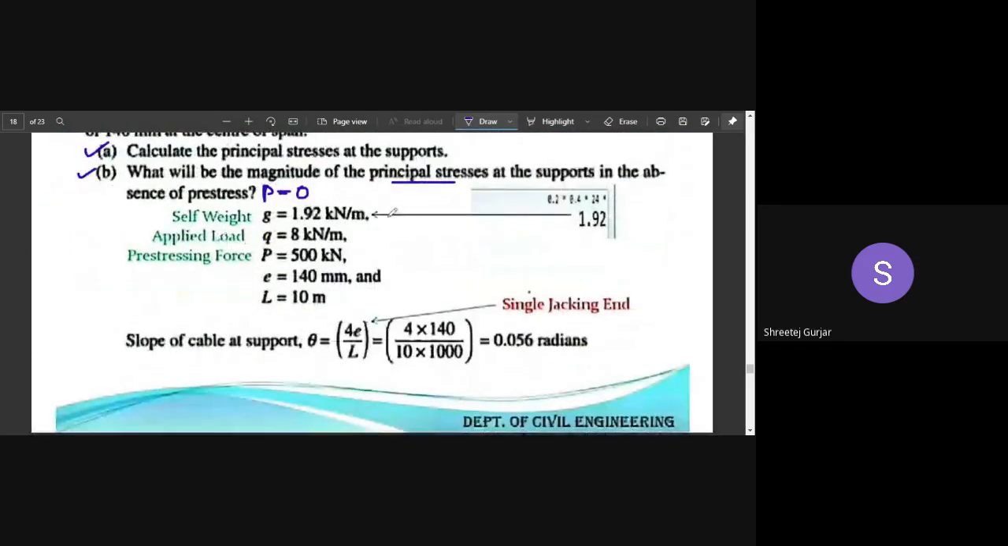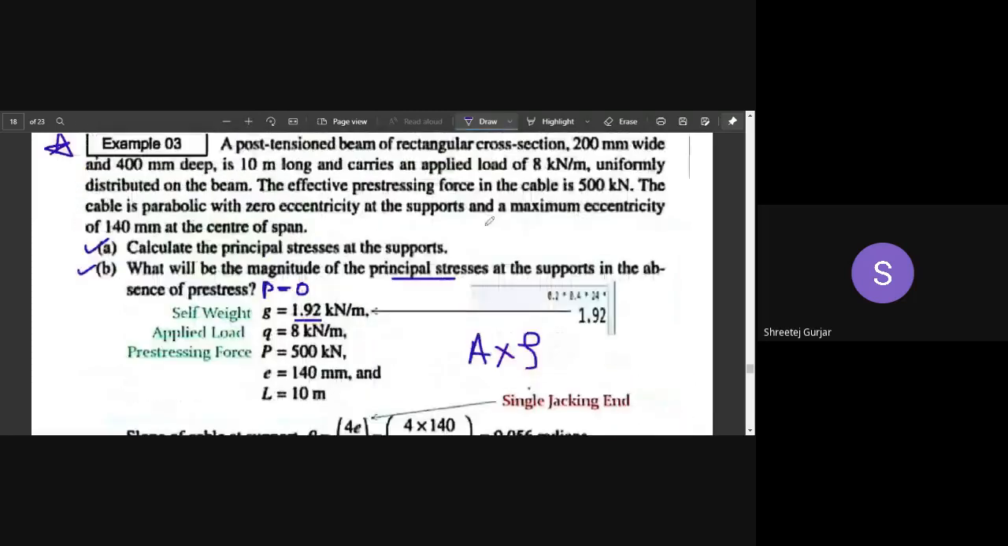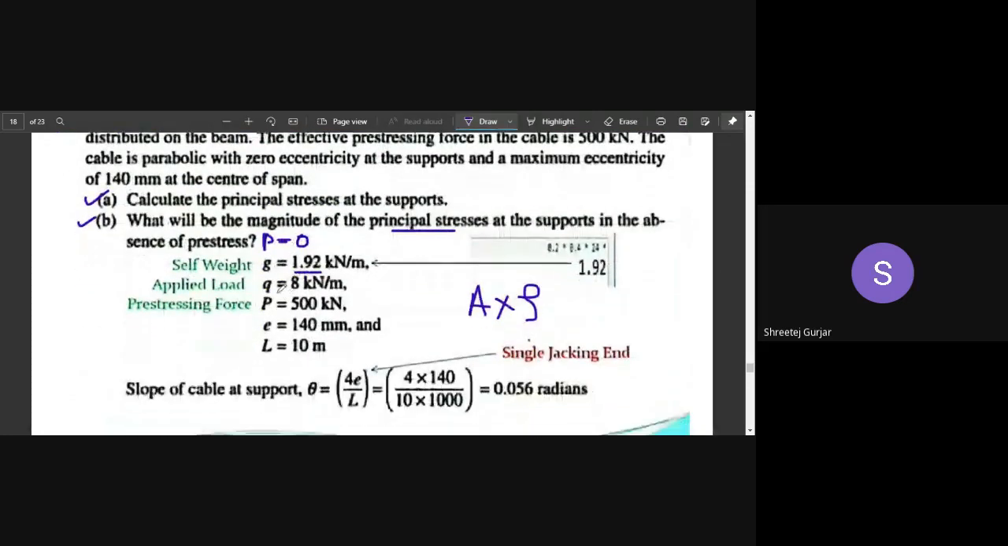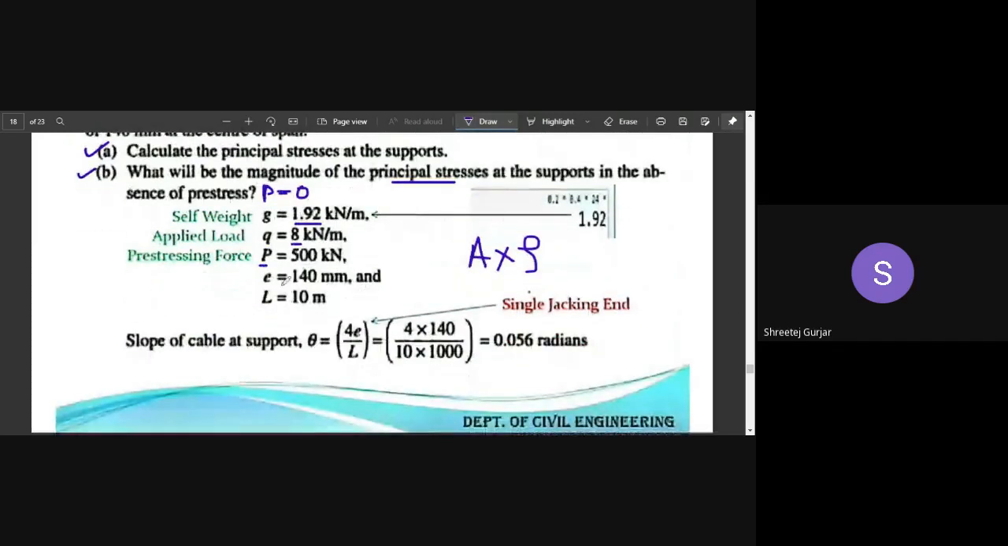So your self weight is calculated as 1.92. Okay, it is calculated, it is not given. How can you calculate it? Cross sectional area of the beam into the density of concrete. That is 0.2 into 0.4, that is the cross section area, right? 0.2 into 0.4 into 24. Okay, so we have got the self weight. This is the live load which is applied load, that is 8 kilonewton per meter. Next, pre-stressing force P is given, that is 500 kilonewton. Okay, eccentricity is 140 mm. Length of the beam is 10 meters.